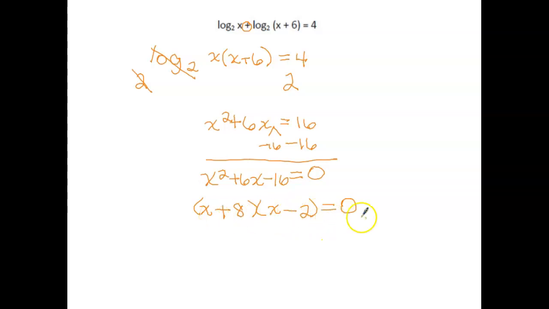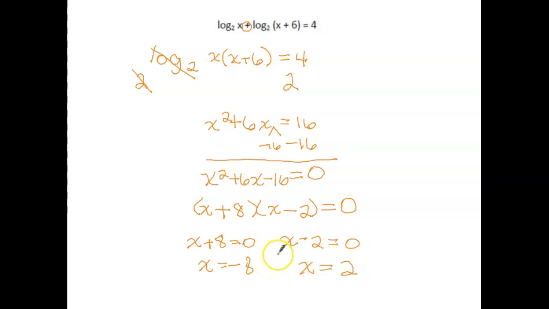And now we need to use the zero product property to solve these two equations here. So x plus 8 equals 0 and x minus 2 equals 0. And to solve this one, we subtract 8 from both sides, so x is equal to negative 8. And on this one, add 2 to both sides, so x is equal to positive 2.